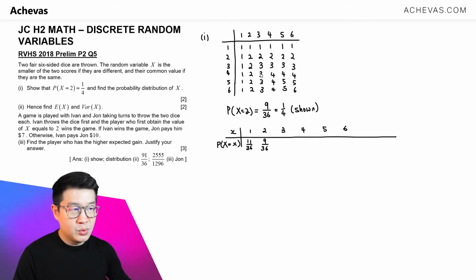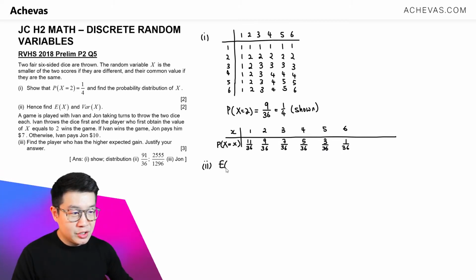For 3, I have 1, 2, 3, 4, 5, 6, 7. So we have a 7 out of 36. For the number 4, it appears 5 times, so 5 out of 36. The number 5 appears 3 times, 3 out of 36. And 6 appears 1 time, 1 out of 36.